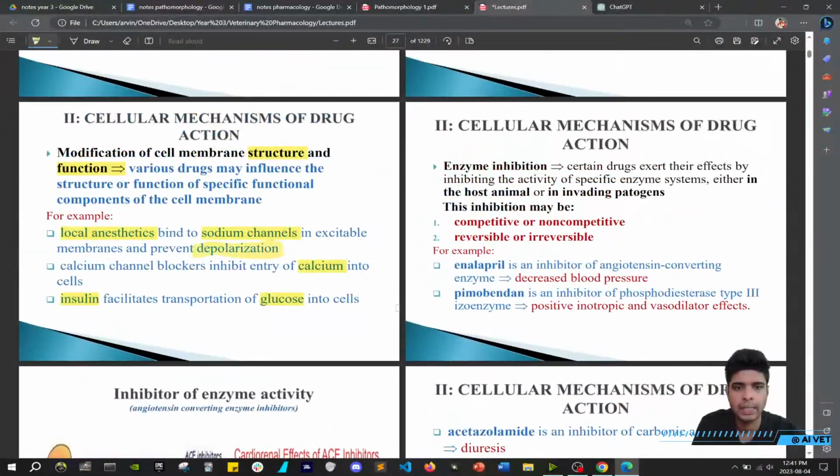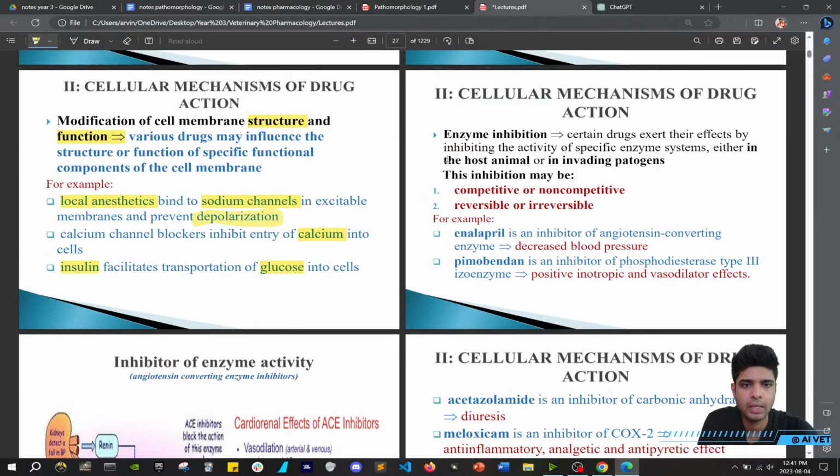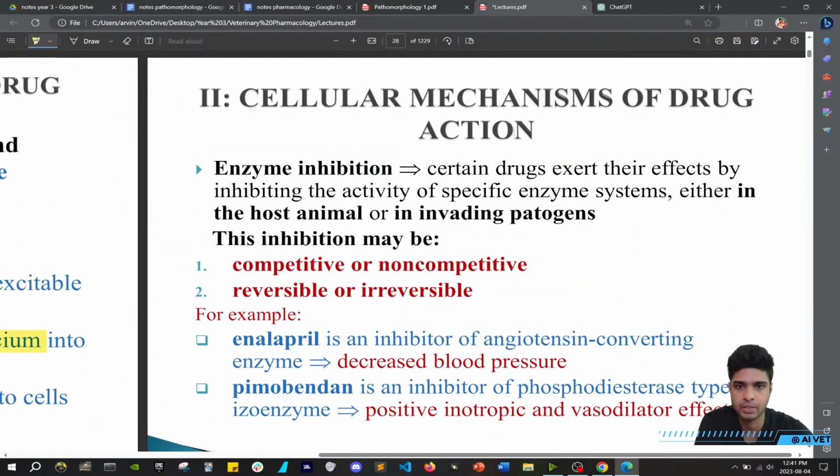So what I think I should do now is go through it a little bit faster so that I have gained some confidence that I'm making progress, and then I'll come back and revisit it again. Okay, so let's go. Cellular mechanisms of drug action. Enzyme inhibition. Certain drugs exert their effects by inhibiting the activity of specific enzymes.